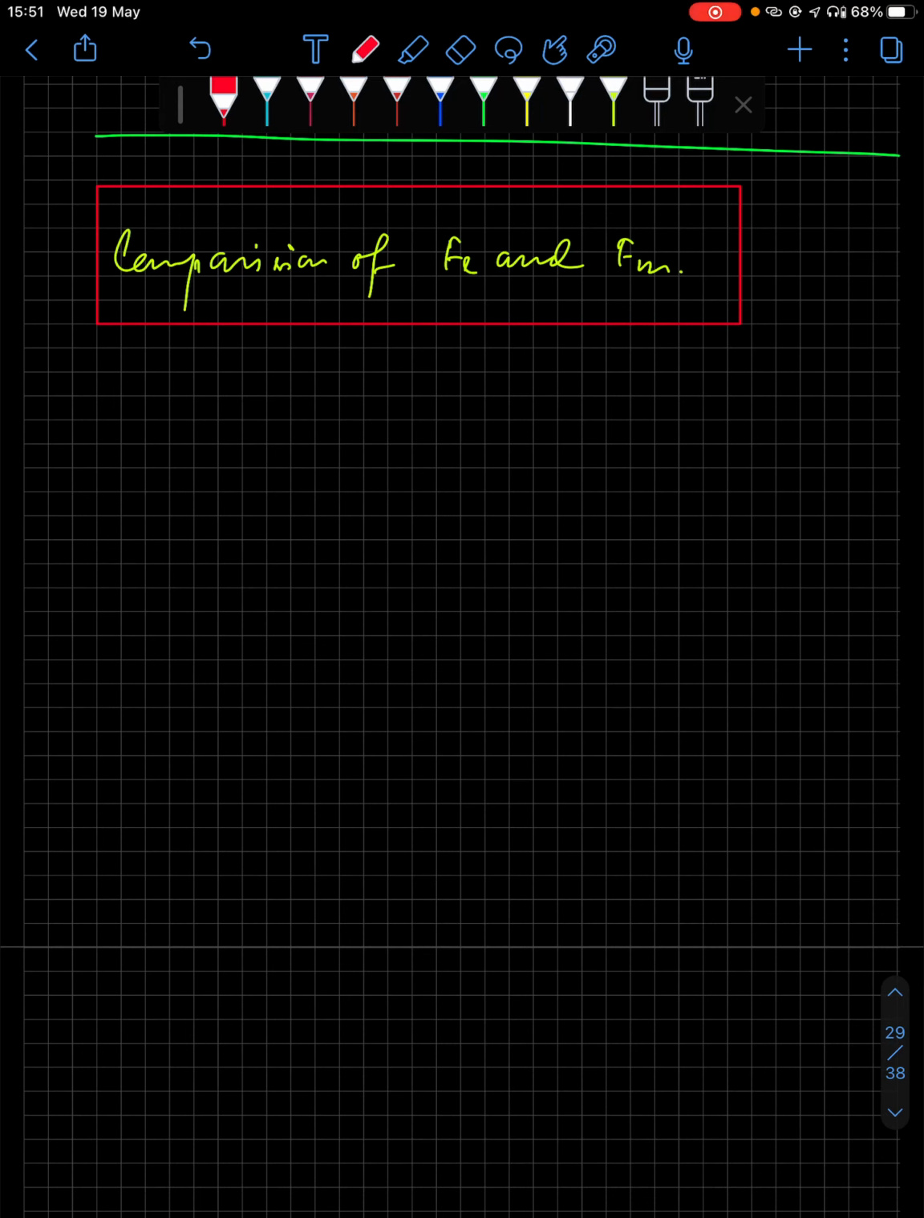Now you see, we already know that when two charges are separated by a distance, say r, then the electric force acting on them is k q1 q2 by r square. K is the Coulomb's constant, actually it is 1 by 4 pi epsilon naught, and that is 9 into 10 to the power 9 Nm square per C square. Clear?